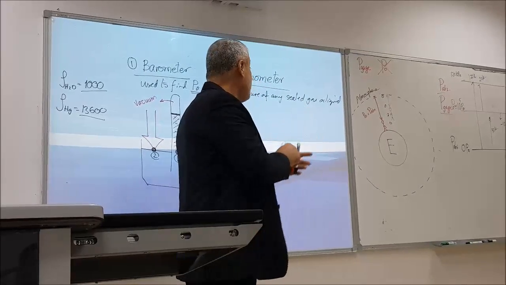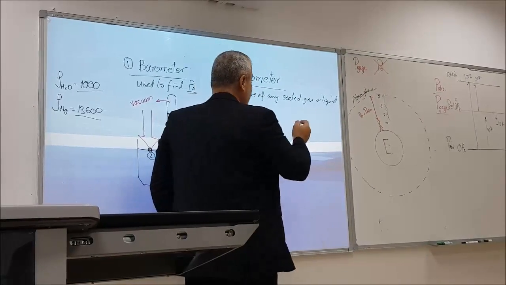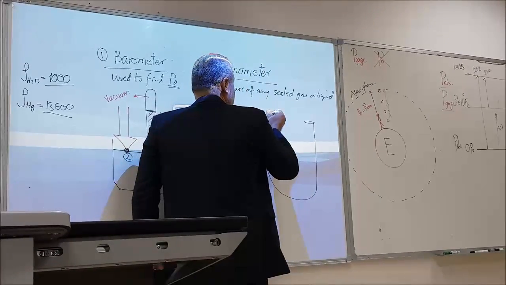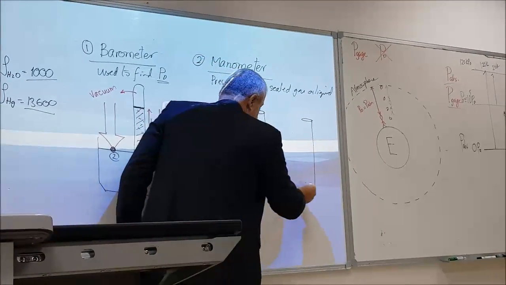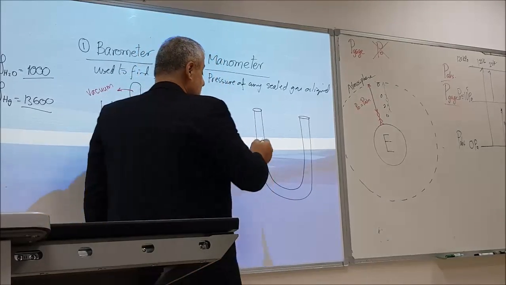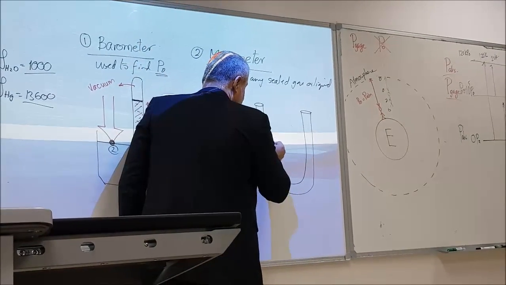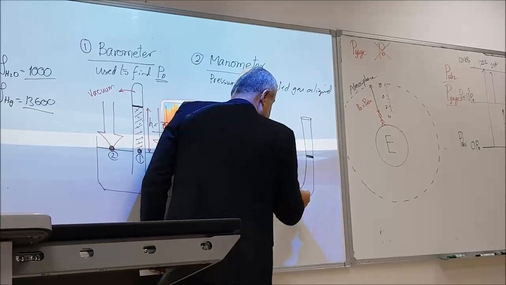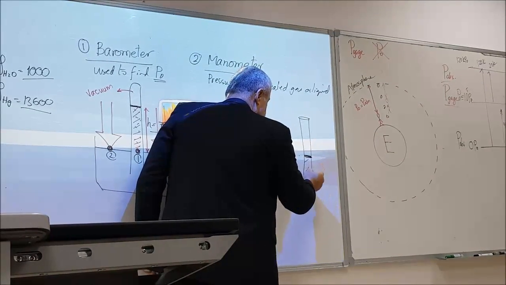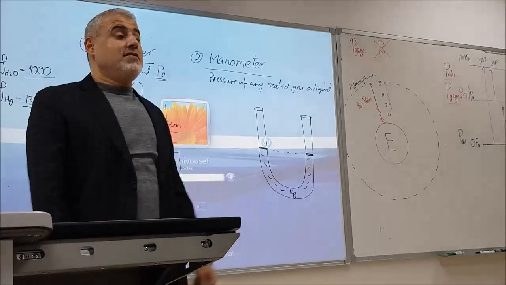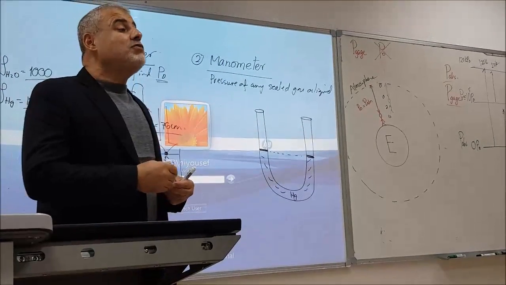How is it? First of all, the manometer is a U-shaped tube. Pay attention. If we put liquid in it, the liquid level in the two columns will be equal. Suppose we put mercury here. The level will be equal, and we have the same thing here.